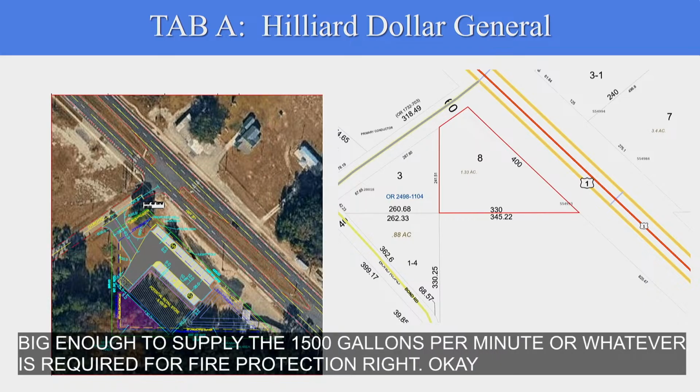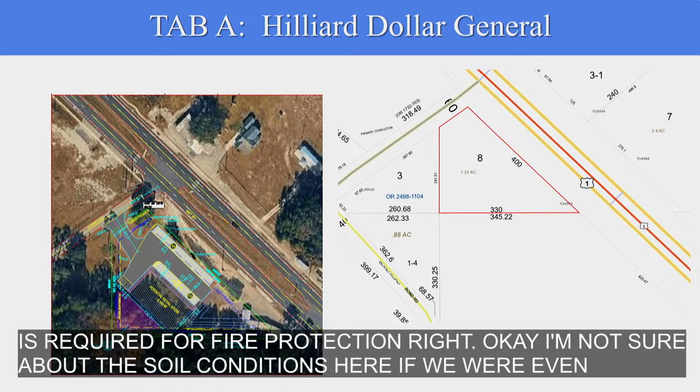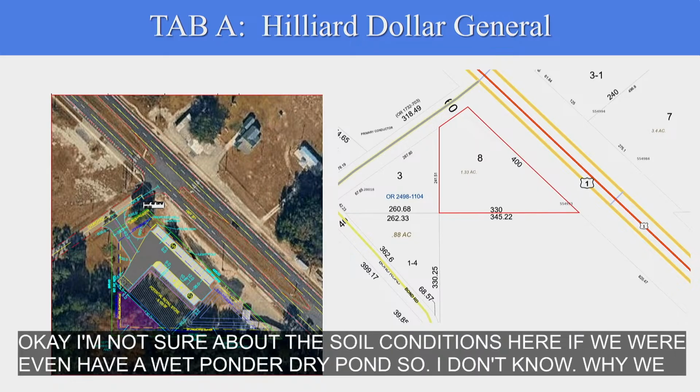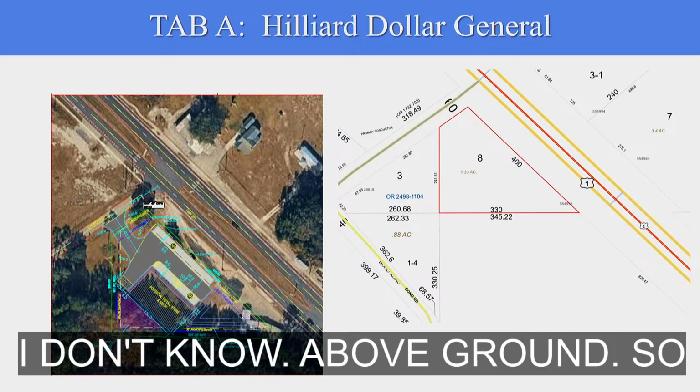Okay, I'm not sure about the soil conditions here, if we would even have a wet pond or a dry pond. Ben, when you did the test pits, it was clean sand, very little SC, so it's likely going to perk really well. So I don't think we would have a pond, that's why we would be providing the 30,000 or so gallons above ground. So that would be something that you'd have to engineer a pond.